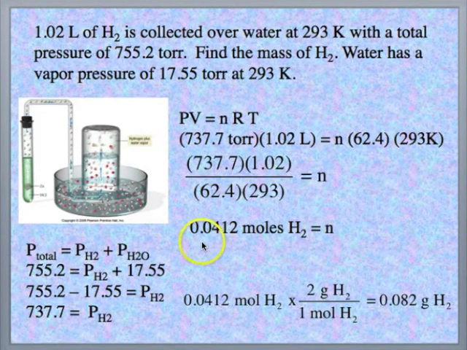Solve for n, we get 0.0412 moles of hydrogen, and multiplied by the molar mass of hydrogen, 2 grams of hydrogen per 1 mole, to get 0.082 grams of hydrogen. There's the answer to this problem.